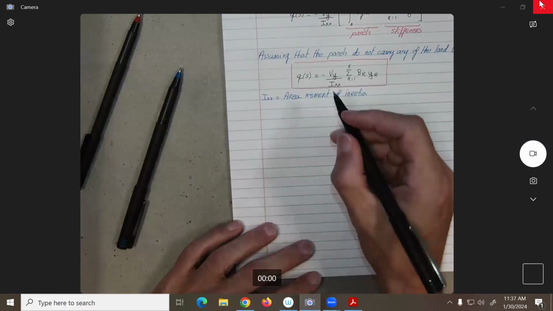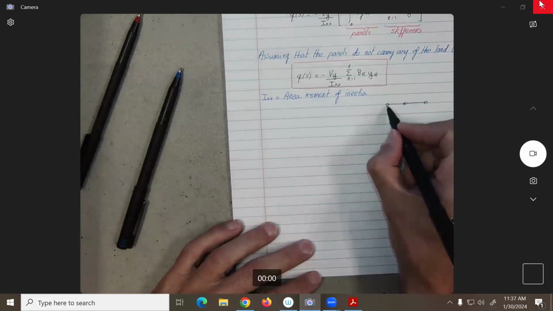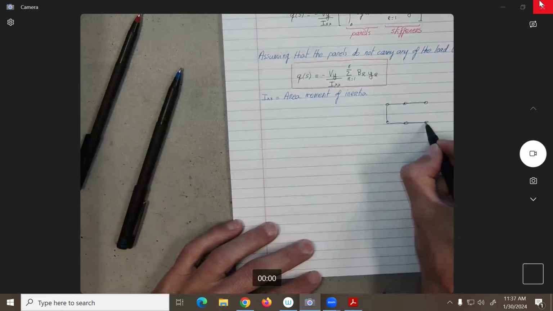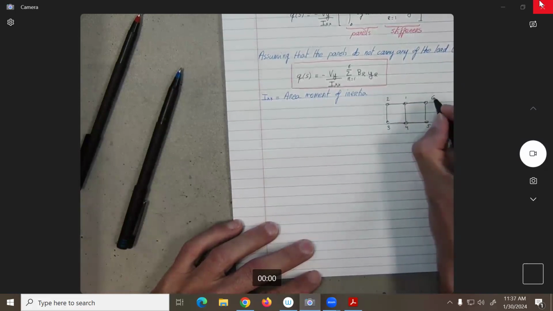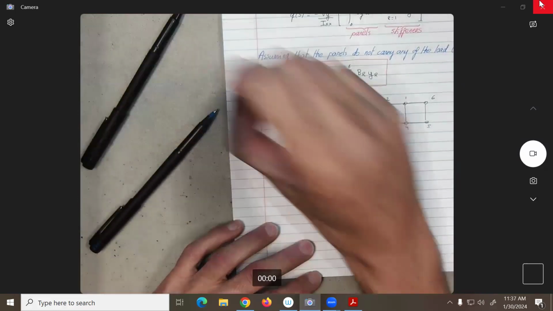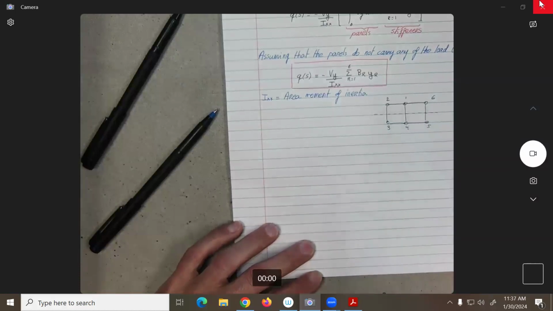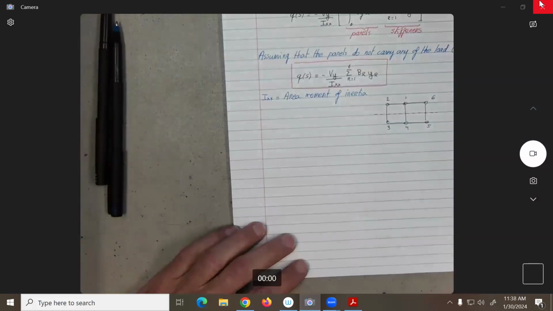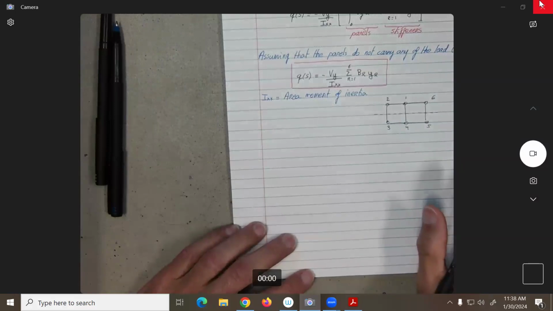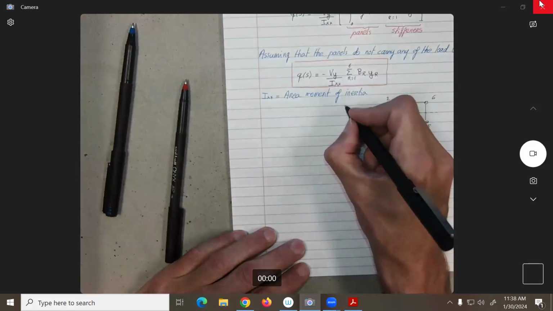So what we're going to do is redo a little figure here very quickly. One, two, three, 6.